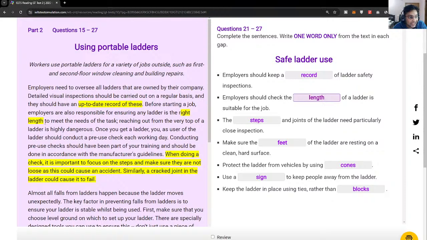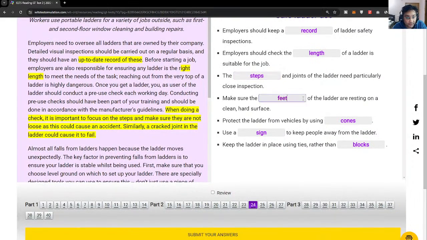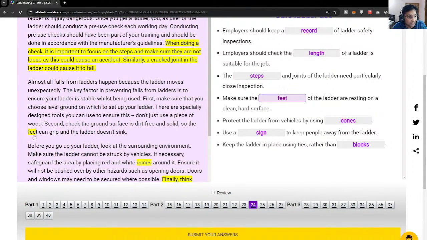Check the right length, the steps and joints of the ladder. When doing it, it is important to focus on the steps. Similarly, check for a cracked joint. For the steps, make sure the feet of the ladder can grip, resting on a clean, hard surface. A clean, hard surface means dirt-free and solid.